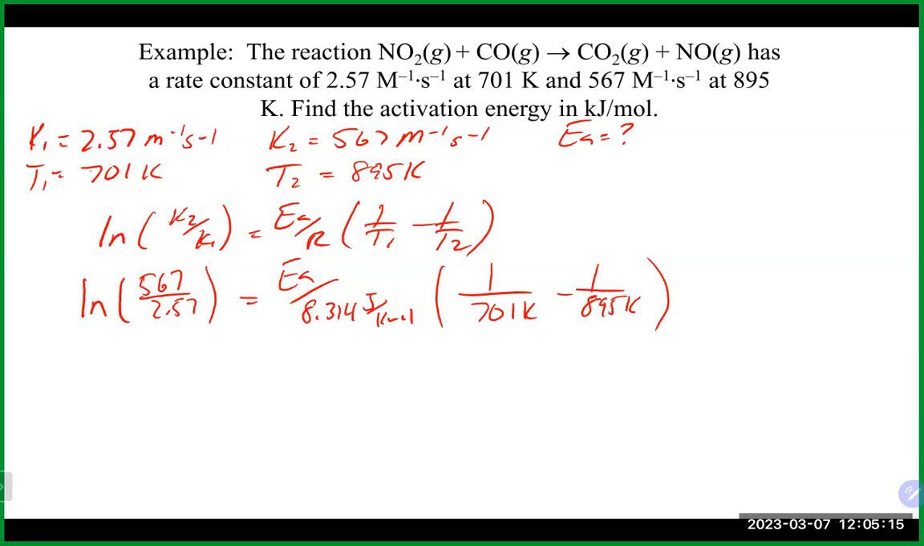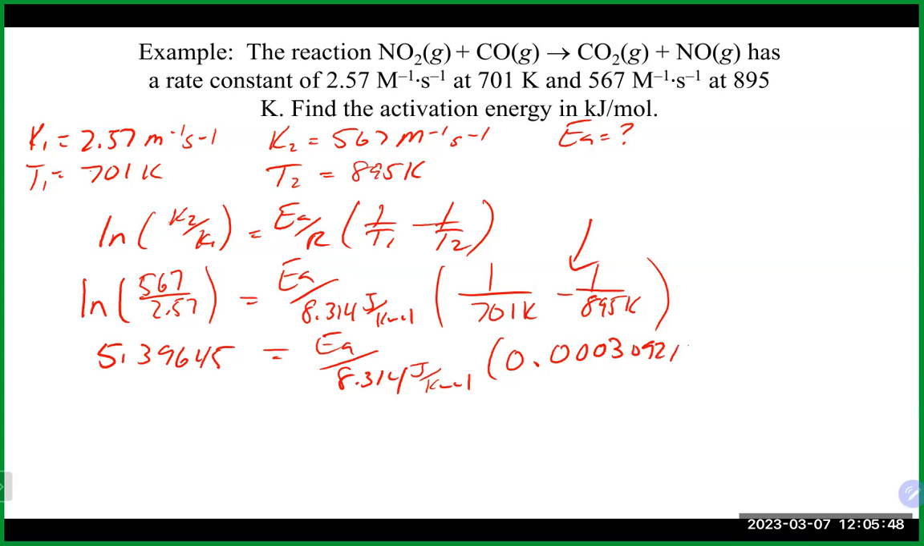We'll take the natural log of that, which will give us something like 5.39645 equals E_A over 8.314. I'm going to clean up what's in here. That's 1 divided by 701 minus 1 divided by 895, which gets us 0.000309215. At this point, I need to multiply the 8.314 to the other side.